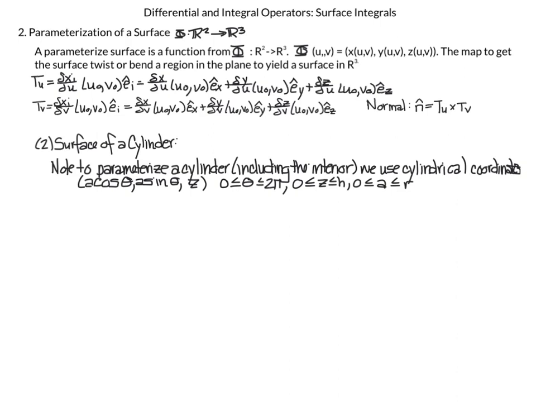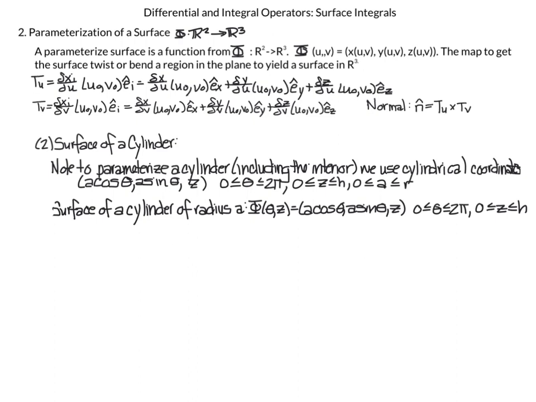The next parameterization I will do is the surface of a cylinder, and much like we did for the sphere, we consider how we would parameterize an entire cylinder, including the interior, and we would use cylindrical coordinates. So we have a cosine theta, a sine theta, and z, where theta goes between 0 and 2 pi, z goes between 0 and h, and our a will go all the way from 0, the middle of the cylinder, all the way out to the edge, r. So you can see by letting a go from 0 to r, we get the entire interior part of the cylinder.